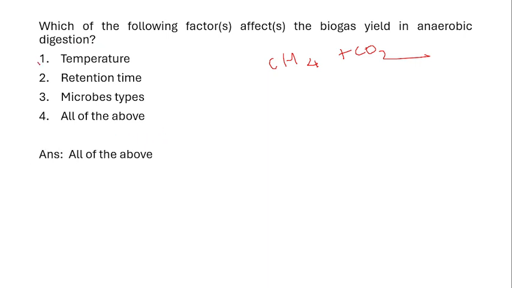So the temperature is very important. Retention time. So how much time the sludge is residing in the anaerobic digester is also important. So next is the type of microbe we are using during the anaerobic digestion. So all the three are very important factors which are going to affect the biogas yield.